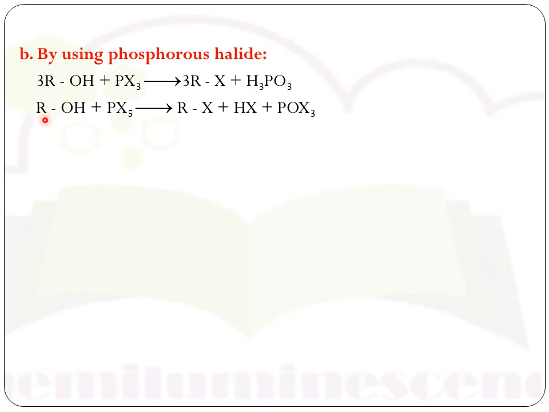Here in the second equation, you can see one molecule of alcohol reacts with one molecule of phosphorus pentahalide and forms one molecule of alkyl halide. These are the side products.